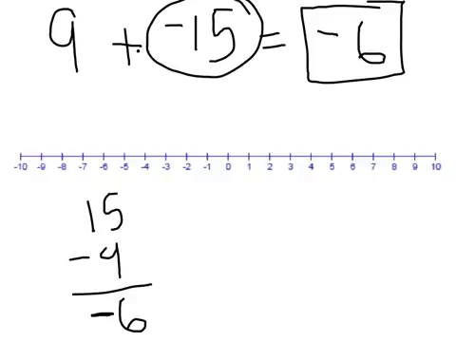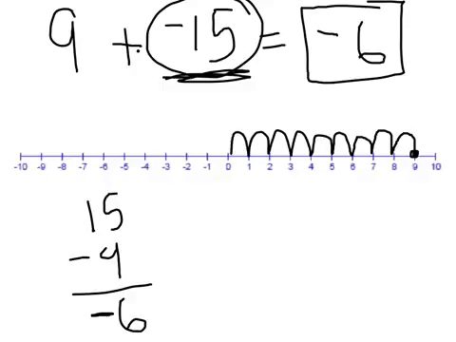Again, let's look at this on a number line. I'm starting at 9. I'm adding negative 15, which means I'm going to the left 15 spaces. So I'm going to count. 1, 2, 3, 4, 5, 6, 7, 8, 9, 10, 11, 12, 13, 14, 15, and boom, I'm ending up at negative 6. Let's do one more and then you will practice.